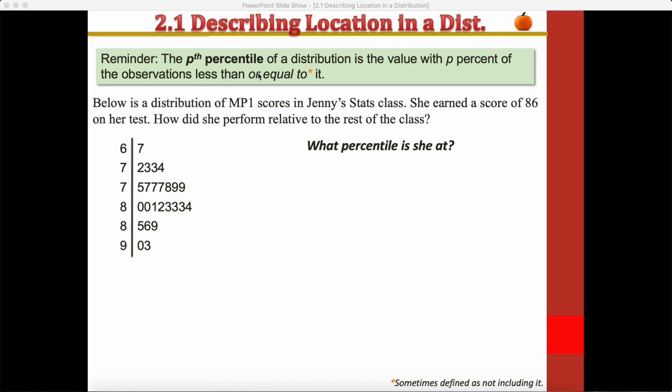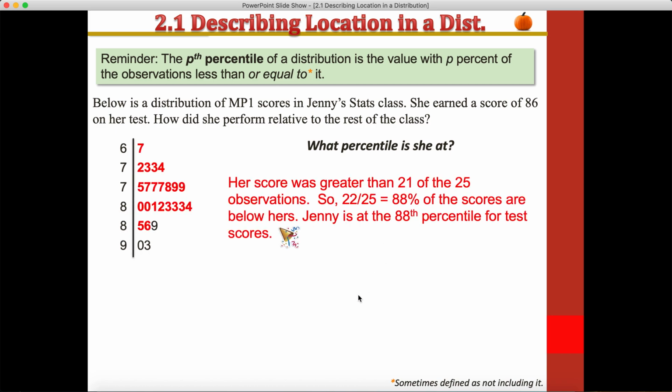So if we stick with this definition, less than or equal to it, then we can try to figure out this problem. Below is a distribution of marking period 1 scores in Jenny's stats class. She earned a score of 86 on her test. How does she perform relative to the rest of her class? We could see how well she did compared to the rest of her class in terms of percentiles. So where is she relative to everyone else? How many of them did she do better than? Or rather, what percent of them did she do better than?